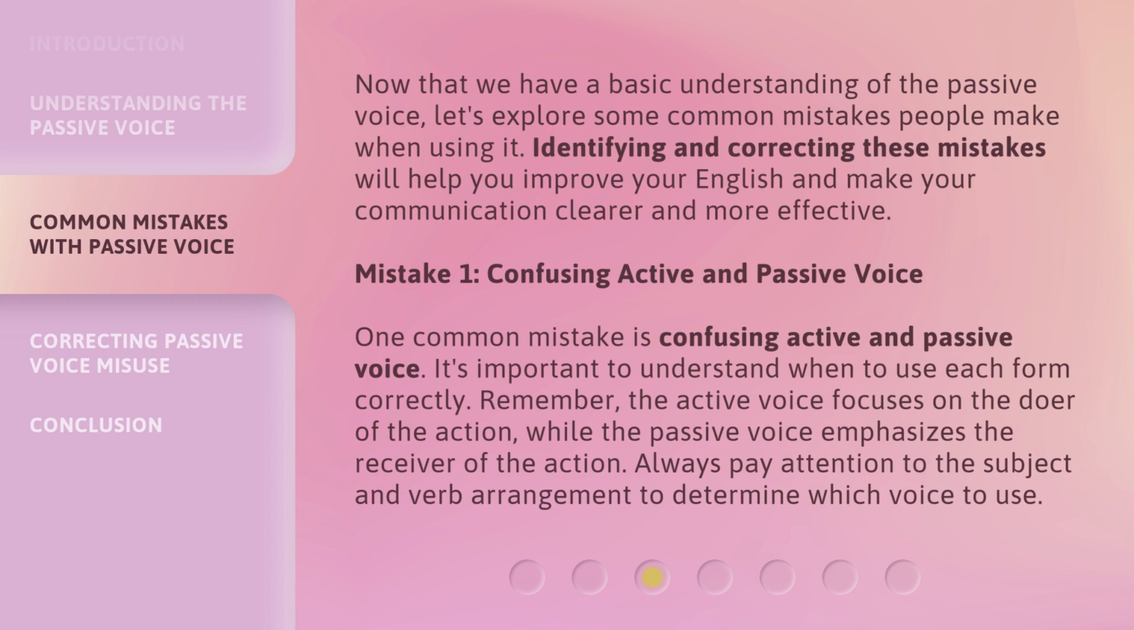Mistake 1. Confusing active and passive voice. One common mistake is confusing active and passive voice. It's important to understand when to use each form correctly. Remember, the active voice focuses on the doer of the action, while the passive voice emphasizes the receiver of the action. Always pay attention to the subject and verb arrangement to determine which voice to use.